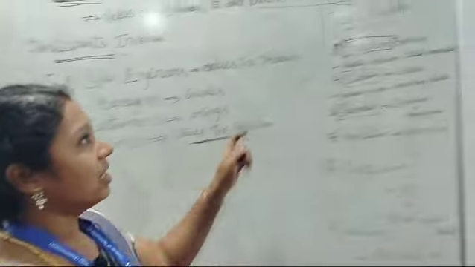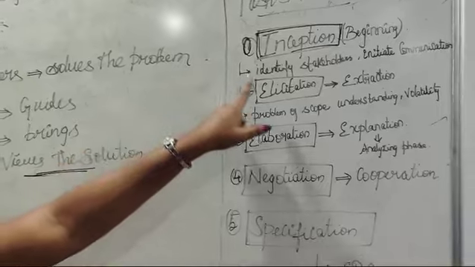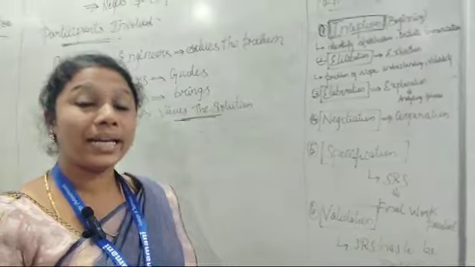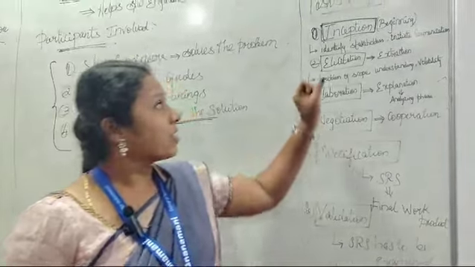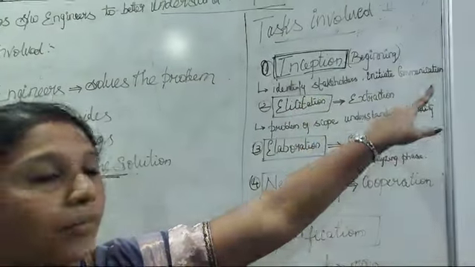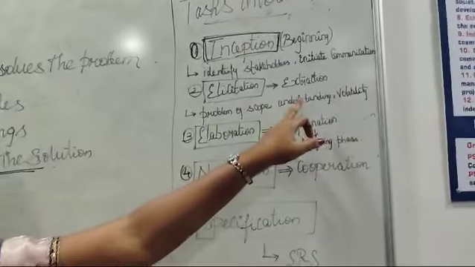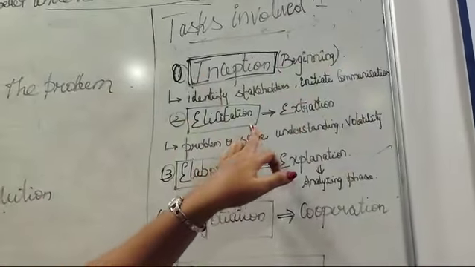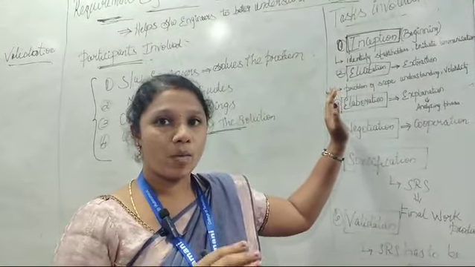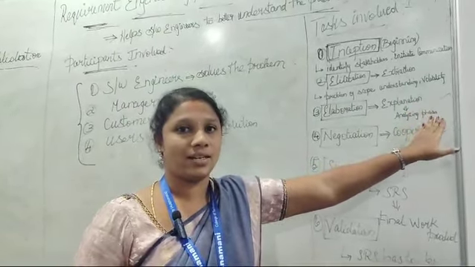After that, there are 6 tasks involved in the requirement engineering process. First, inception is the beginning of the report, the beginning of the document. Here they identify the stakeholders and initiate the communication. Next one is the elicitation. Elicitation means extraction, and it is a difficult process. It extracts the problem of scope, understanding and volatility. Volatility means changing the requirements.